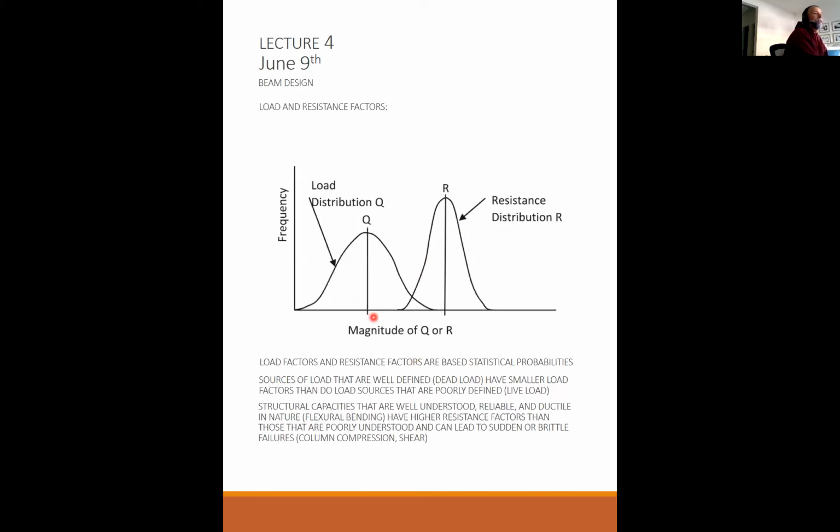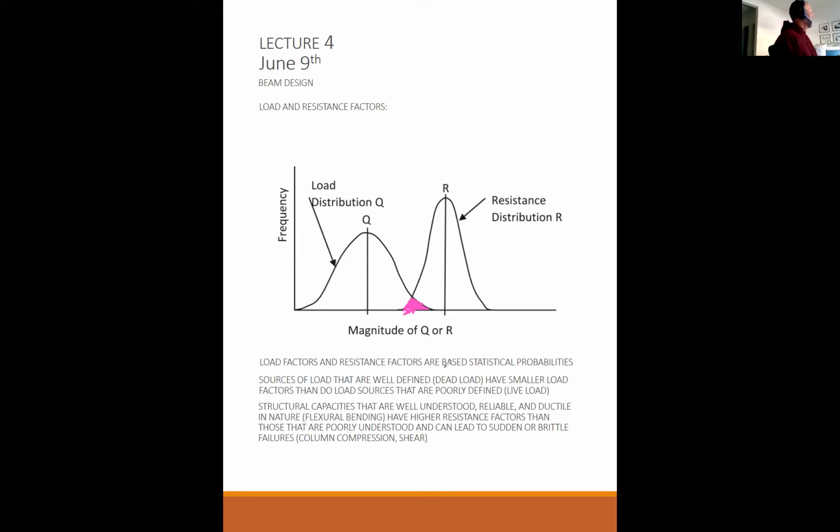If concurrently the load is so much higher than what I had assumed it to be, at the same time that the beam is weaker than I had assumed it to be, then anywhere that these two overlap, if you actually got into a situation where these overlap, what does that mean? What's the consequence of overlap? Is it failure? Absolutely right. That means you have a failure.